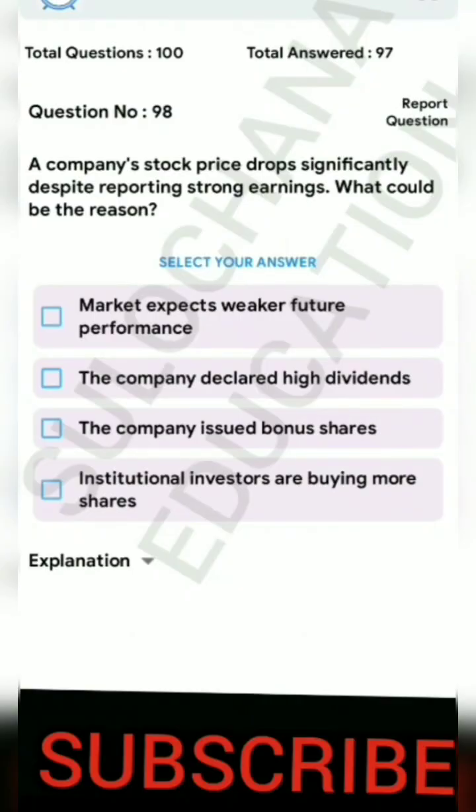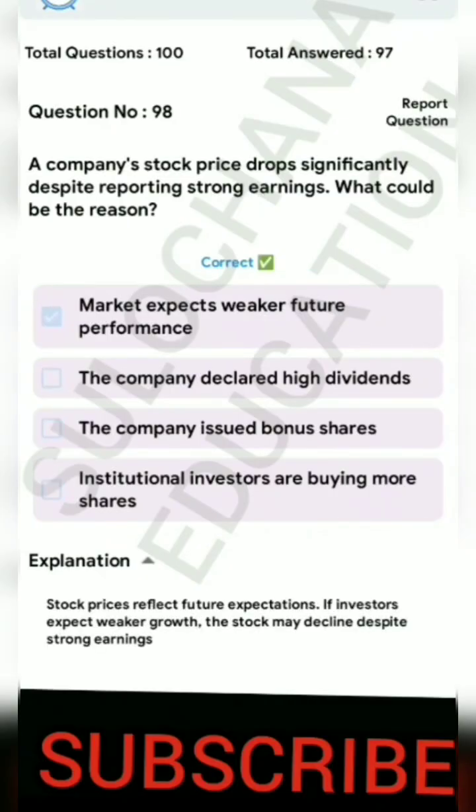A company's stock price drops significantly despite reporting strong earnings. What could be the reason? Options are A. Market expects weaker future performance. B. The company declared high dividends. Option C. The company issued bonus shares. Option D. Institutional investors are buying more shares. And the correct answer is option A. Market expects weaker future performance.